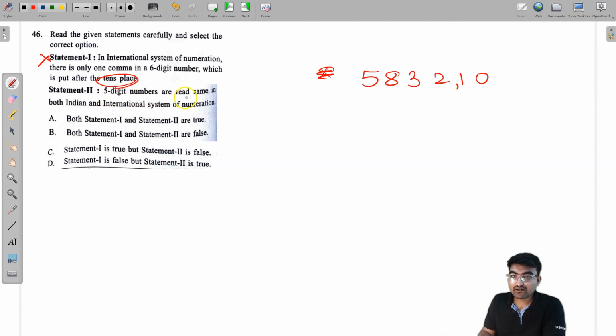Statement 2, 5 digit numbers are read the same in both Indian and international system of numeration. Okay, so let's take 58,235. Yes, a 5 digit number in international is also read as 58,000. In India we also read it as 58,000, correct? So statement 1 is false, but statement 2 is true. That is option number D.